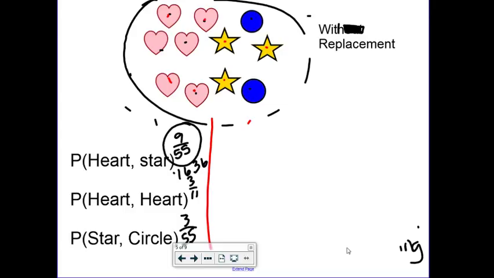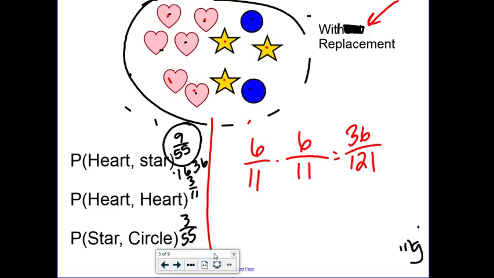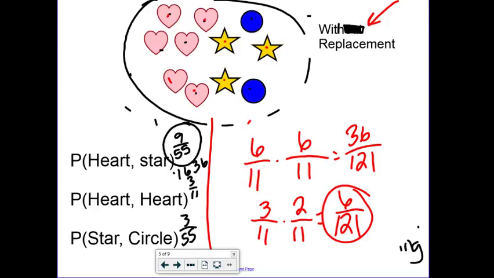Now remember, this time I am replacing, with replacement. So I want the probability of picking a heart, that is 6 11ths times, remember, I picked the heart, but I replaced it. I put it back. So the second time I pulled it, same for star and circle. The probability of pulling a star is 3 11ths times circle, which would be 2 11ths. That ends up being 6 out of 121.